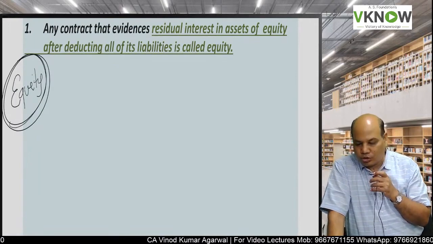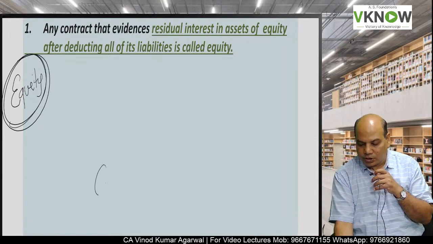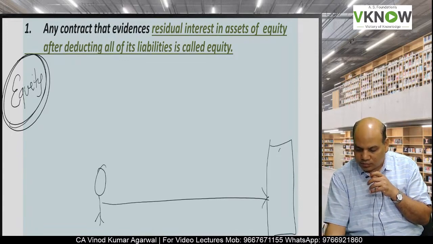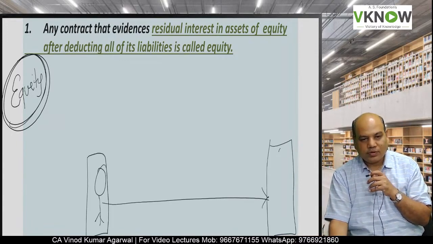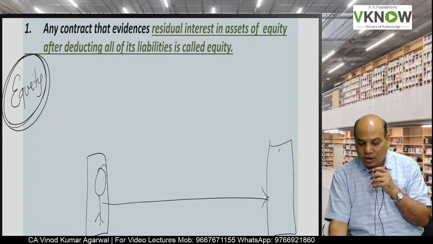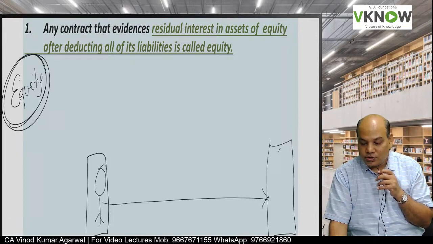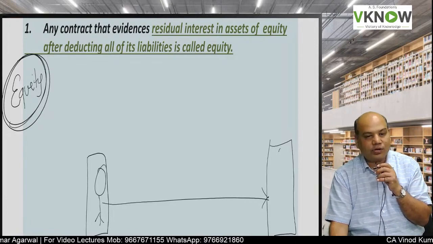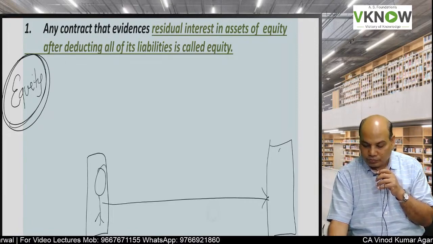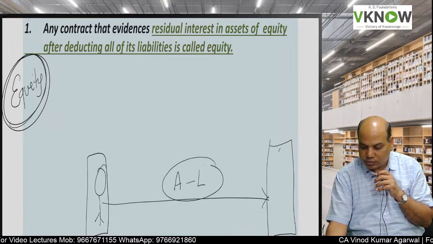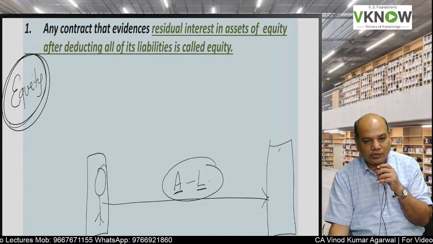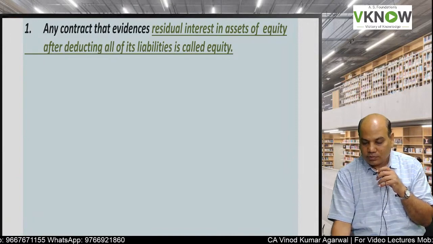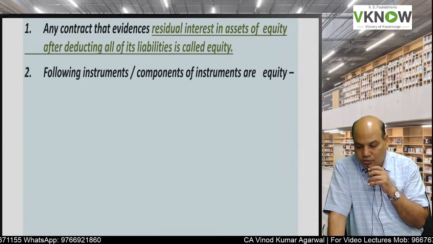We'll come to the definition of equity. The equity shareholder is the last person in the queue. Suppose this is the queue which starts from here; this is the last person in that queue, that is the equity holder. A contract that evidences a residual interest in the assets of the entity after deducting all the liabilities is called equity. That means assets minus liabilities. First, the assets will be used to pay all other liabilities, and whatever is remaining is called equity. They have a residual interest. They are the last to receive their amount.